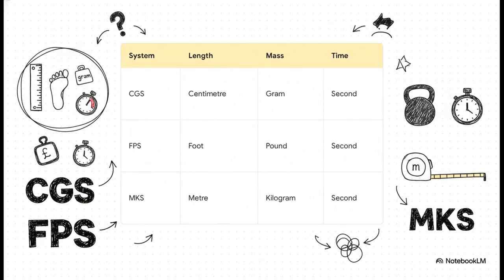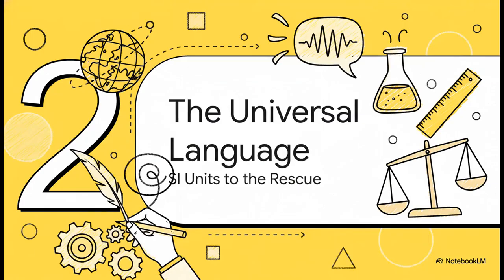You had the CGS system, which used centimeters and grams. Over in another part of the world, they might be using the FPS system with feet and pounds. And then there was the MKS system with meters and kilograms. Trying to translate results between all of these, it was a complete and utter nightmare. Obviously, this just couldn't last. If science was going to become a truly global effort, it needed a universal language. And thankfully, that's exactly what it got.